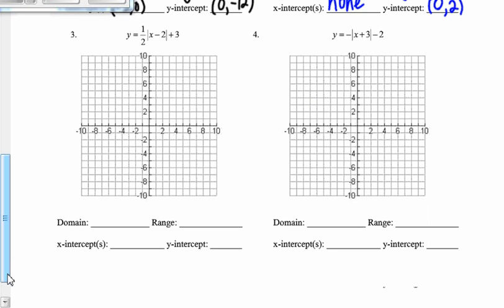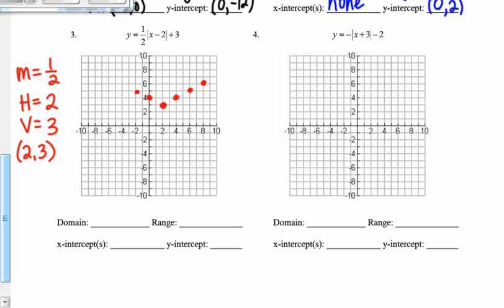Number 3, the slope is 1/2. H, don't forget to switch the sign, is +2. V is +3. So our vertex is at 2, 3. We have a slope of 1/2, so I'm going to go over 2, up 1, in both directions. And then create that V shape.